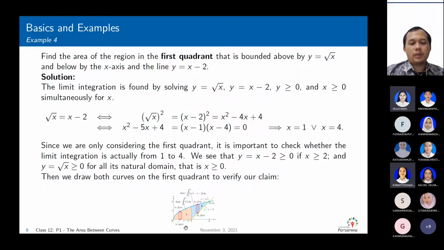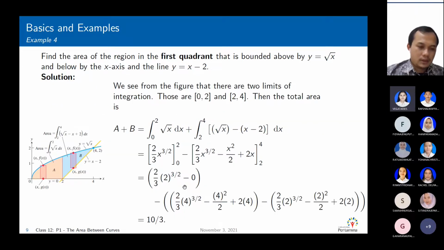We draw both curves like this, yeah. We draw the curves like this, and we see that on the first one, the curve looks.